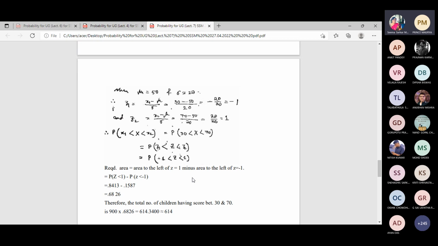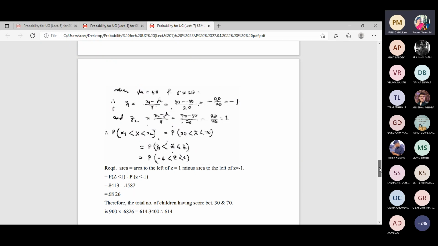But how many total number of students are there? 900 students. So out of 900, what will be the number that is multiplied by this? So it is 614.34, but the number of students cannot be in fraction. So it is approximately equal to 614, because after the decimal, the number is less than 5. So I will take 614. So the approximate number of students who have obtained marks in between 30 and 70 will be 614.